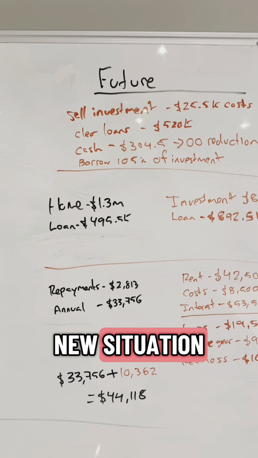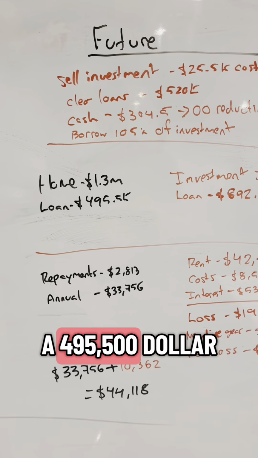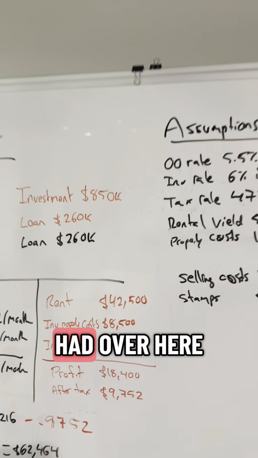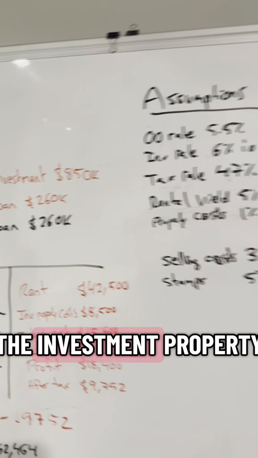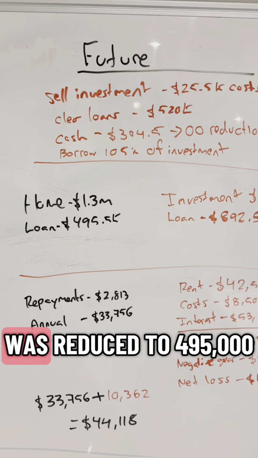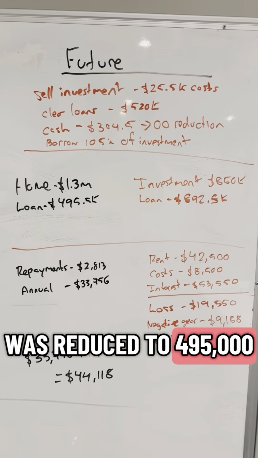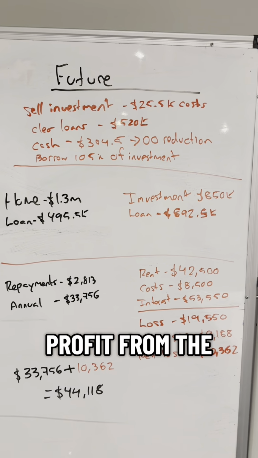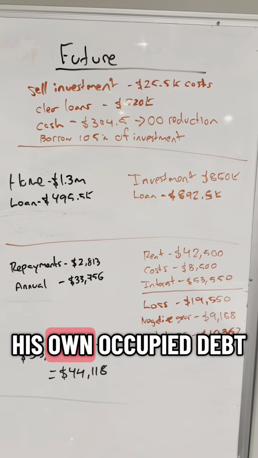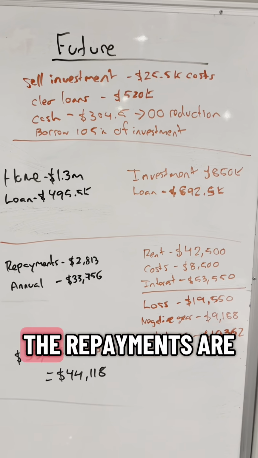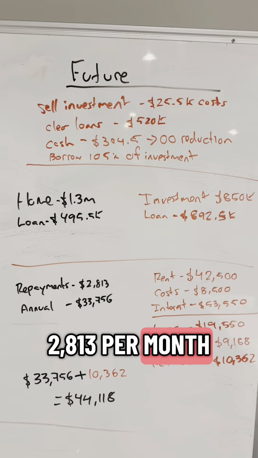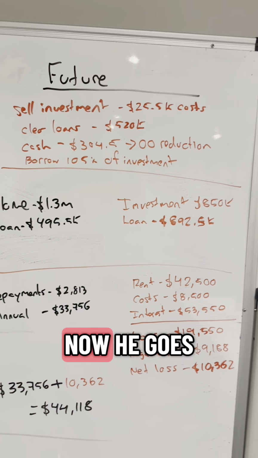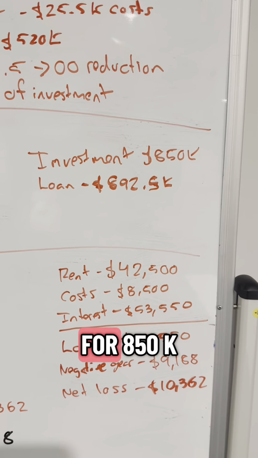Now, in this new situation, he's got a $495,500 owner-occupied loan, because the $260K that he had over here was cleared by the sale of the investment property, and the $800,000 was reduced to $495,000 because he took that $300,000 profit from the sale of his investment property and paid down his owner-occupied debt. As a result, his repayments are $2,813 per month or $33,756 per year. Now, he goes and buys a new investment property for $850K.